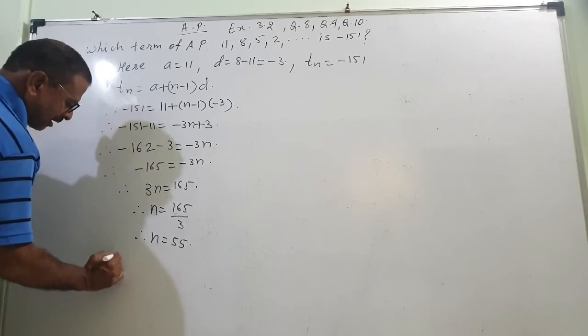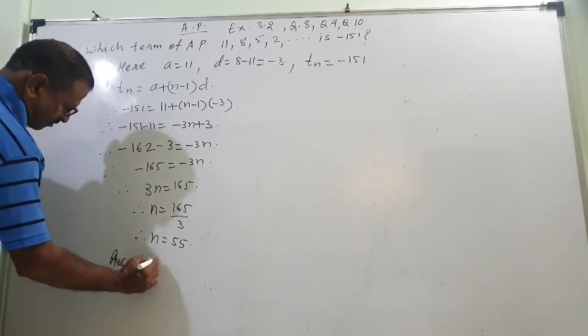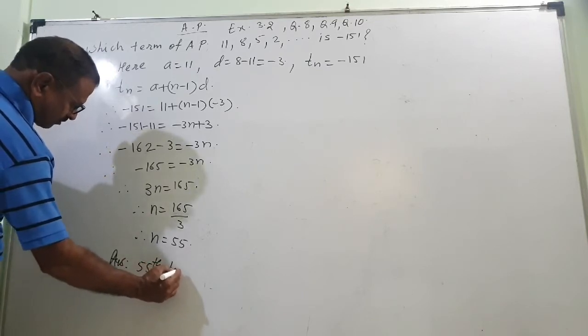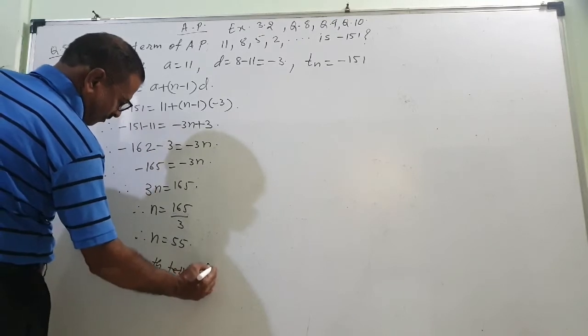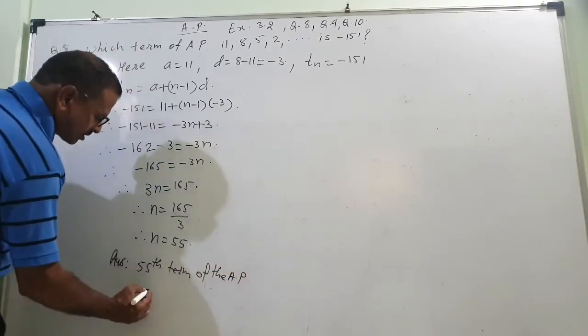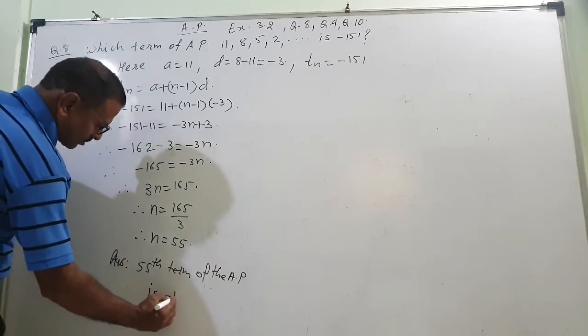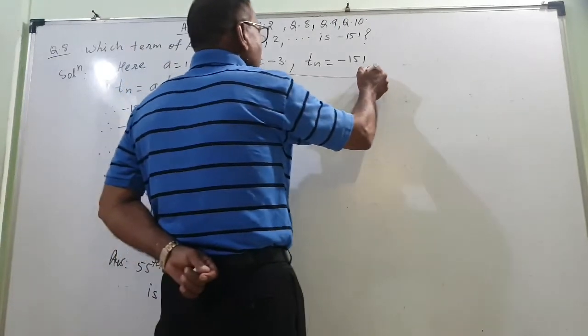So, how to write the answer: the 55th term of the AP is minus 151. So this is our answer, what we needed.